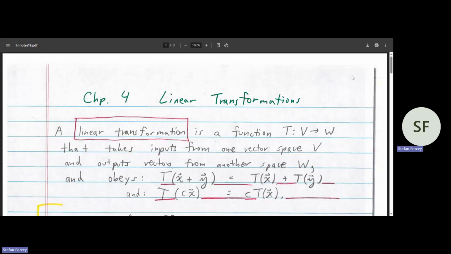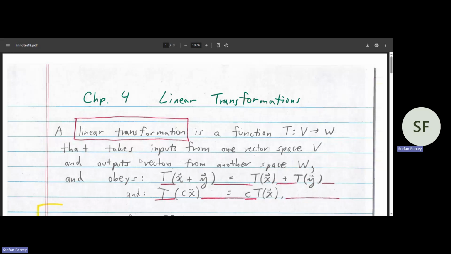Chapter 4 is linear transformations. So the definition: a linear transformation is a function. So it has inputs and outputs. We'll call most of them capital T for transformation, and it'll be from V to W, where inputs will be in one vector space V, and outputs will be vectors from another space W.